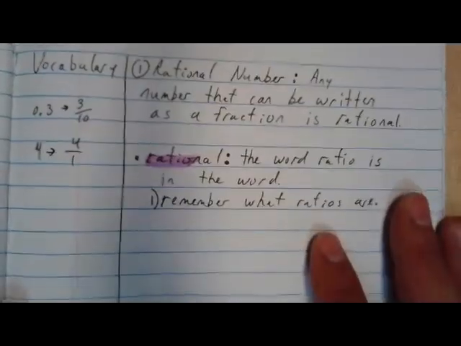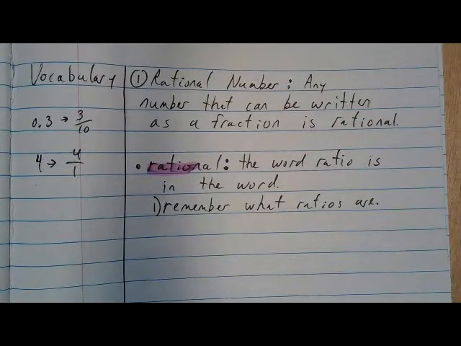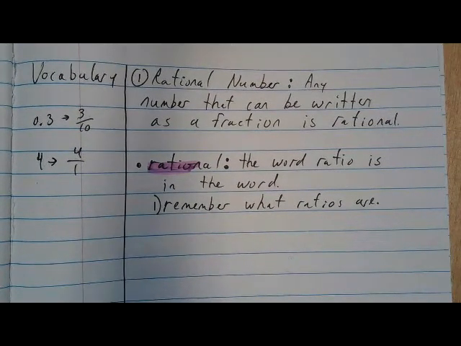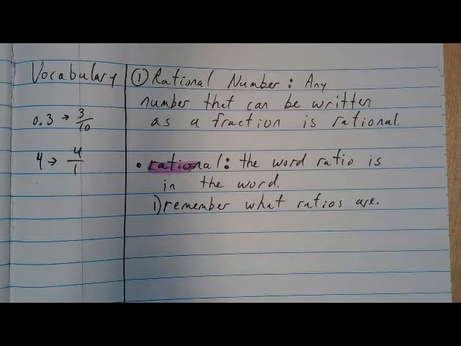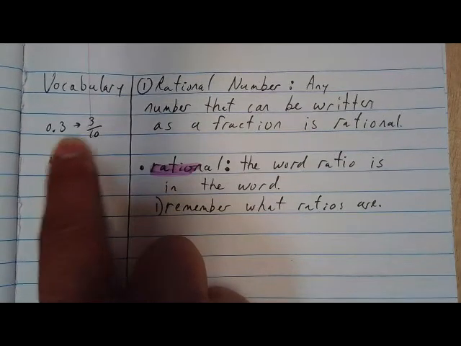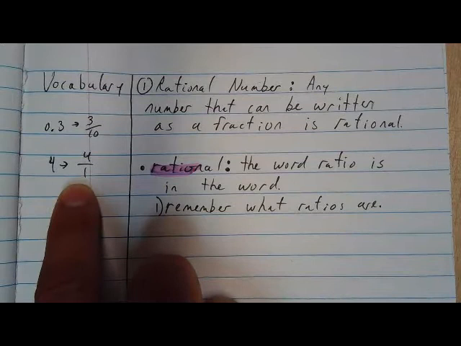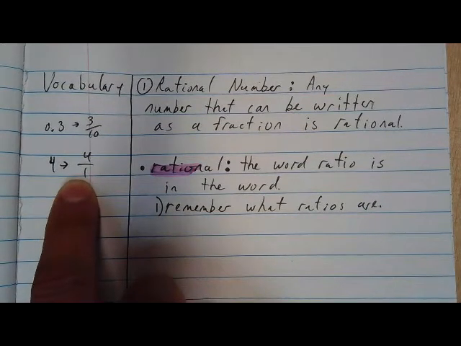For this lesson, there is only one vocabulary word that you have to know, and that's rational number. So what's a rational number? It's any number that can be written as a fraction, and that's pretty much it. So, for example, 0.3 can be written as 3/10. That's rational. 4, a whole number, can be written as 4 over 1. It's a fraction, so it's rational.